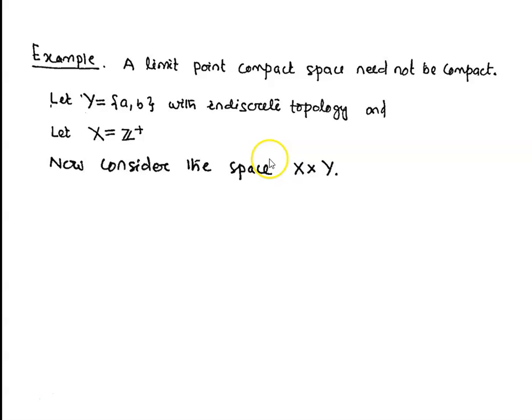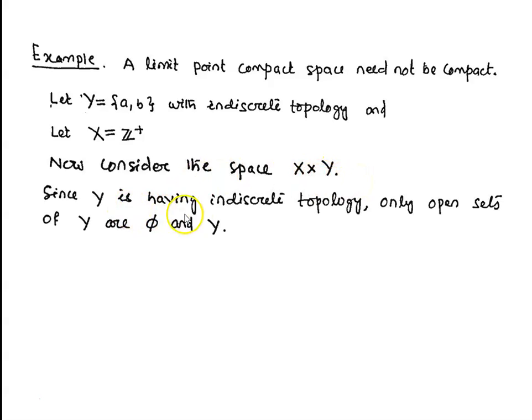Now let us consider the product space X cross Y. X is the set of positive integers and Y is a two-point set containing the points a and b having the indiscrete topology. Take the product space X cross Y. Since Y has the indiscrete topology, the only open sets in Y are the empty set phi and Y.